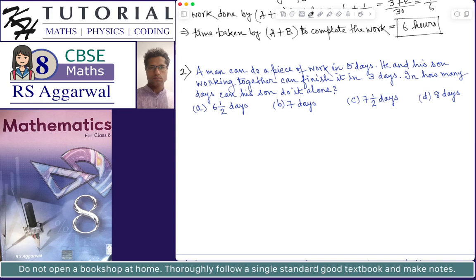Okay, so let's denote the man by M and the son by S. So now we have that it is given a man can do a piece of work in 5 days. So we know work done by M in 1 day is equal to 1 by 5.